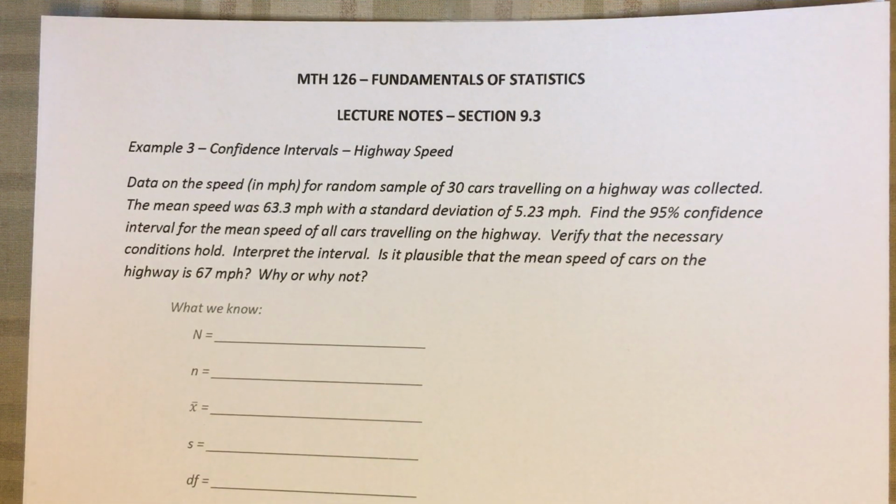So for example 3 in this section, data on the speed in miles per hour for a random sample of 30 cars traveling on a highway was collected. The mean speed was 63.3 miles per hour with a standard deviation of 5.23 miles per hour. Find a 95% confidence interval for the mean speed of all cars traveling on the highway. Verify that the necessary conditions hold. Interpret the interval. Is it plausible that the mean speed of cars on the highway is 67 miles per hour?